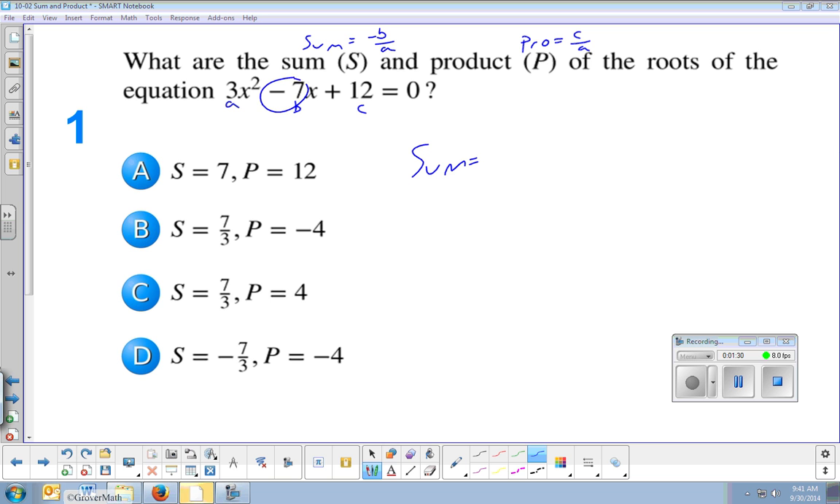So in this case, my b is negative 7. So negative b is negative negative 7, which is positive 7. So it's like opposite sign of b over a is 3. So my sum is 7 over 3. And I see that here and here. It's not negative 7 over 3. It's not 7. The product, c over a, is simply 12 over 3, but that can be reduced down to 4. And so the answer is c. So negative b over a, c over a.